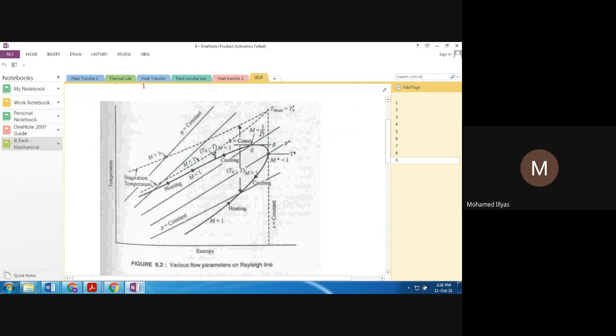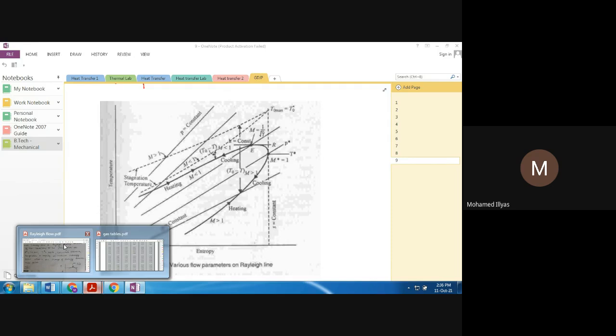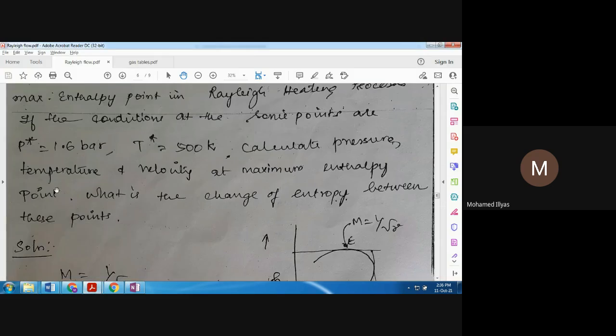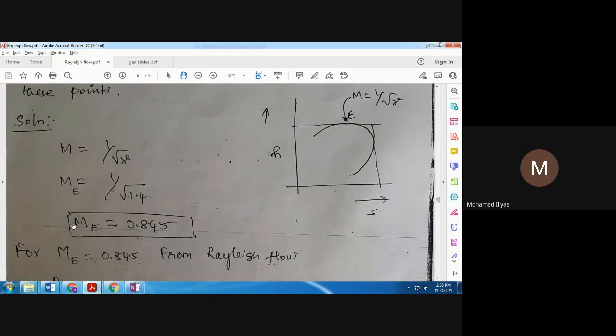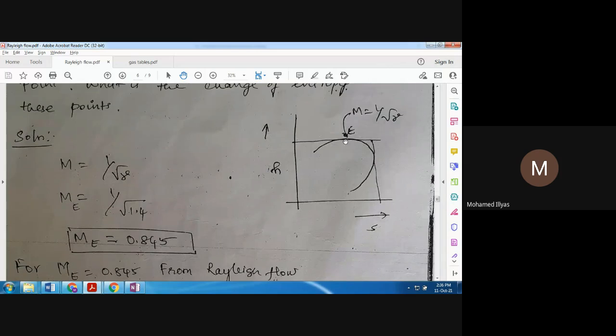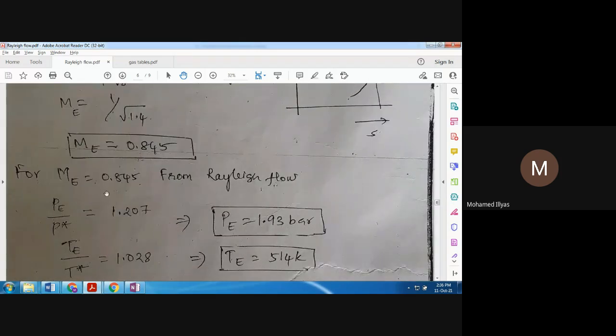So at that point, they are asking us to calculate the temperature, velocity, and pressure. So at point E, they are asking us to calculate this temperature, velocity, and also the pressure. So first, if you substitute M equal to 1 by root gamma, gamma is 1.4, you will get our Mach number at point E as 0.845.